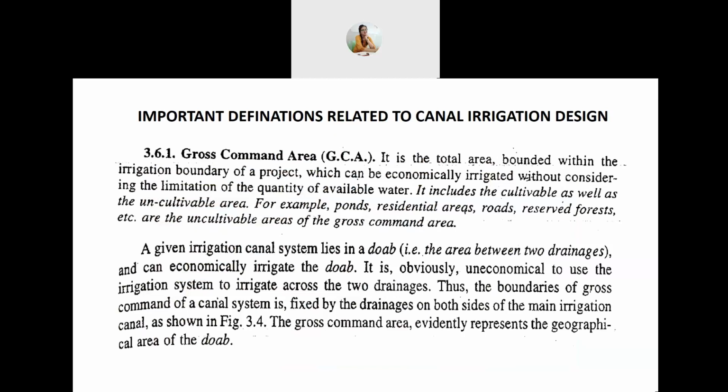Next, a given irrigation canal system lies in a doab. So what does a doab mean? The area between two drainages that can economically be irrigated is the doab. It is obviously uneconomical to use the irrigation system to irrigate across the two drainages. Thus, the boundaries of gross common area of a canal system are fixed by the drainages on both sides of the main irrigation canal as shown. The gross common area evidently represents the geographical area of the doab.